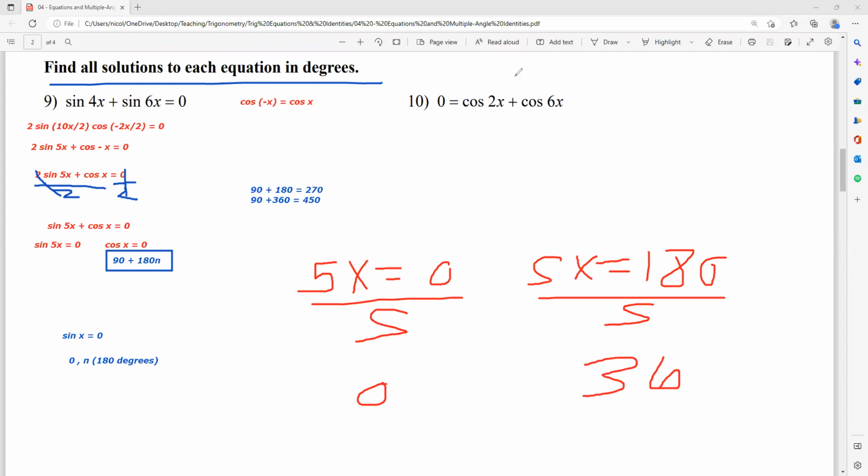We don't want the 0 for this one because in degrees, 0 is not an angle, so it has to be greater than 0 for these. So for every 36 degrees, sine of 5x equals 0. And that's the answer for this one.